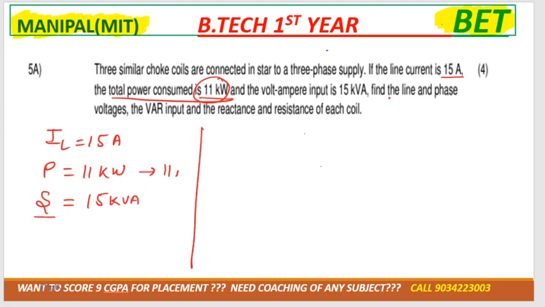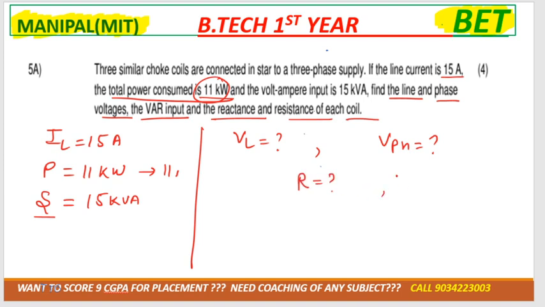Now they are asking to find the line and the phase voltage. We need to calculate line voltage and we need to calculate phase voltage. Then the VAR input, resistance, reactance of each coil. That means we need to calculate R and we need to calculate XL. Okay, so these three things are given.